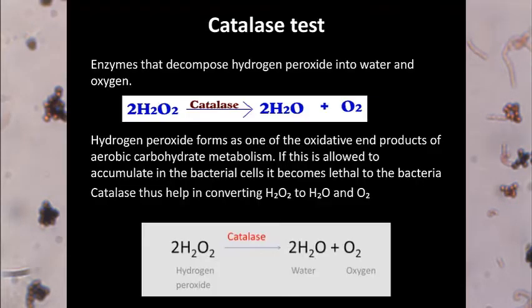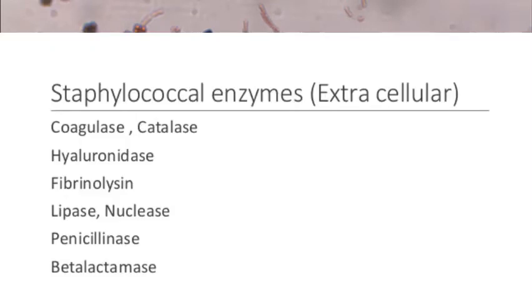Catalase enzyme catalyzes the conversion of toxic hydrogen peroxide to water and oxygen, while hyaluronidase hydrolyzes hyaluronic acid in the extracellular matrix of connective tissue. Staphylococcal enzymes are also, for example, fibrinolysin, lipases, nucleases, penicillinases, and fatty acid modifying enzymes. These enzymes are really important for the bacterium in order to be able to move inside the cells without being killed.